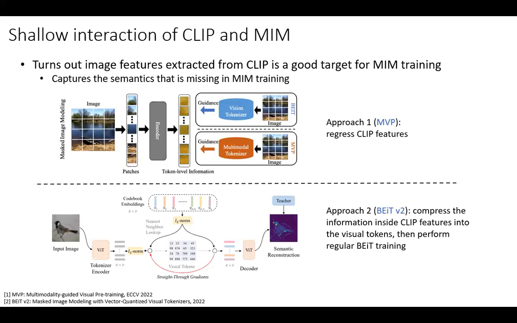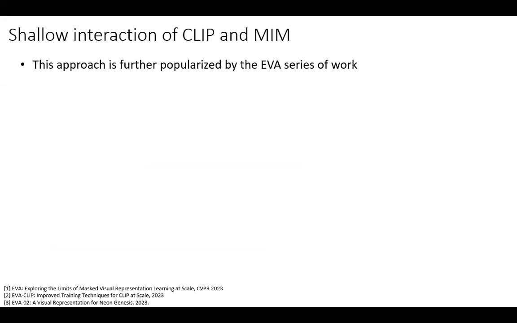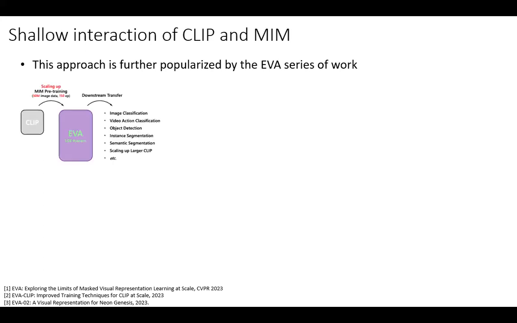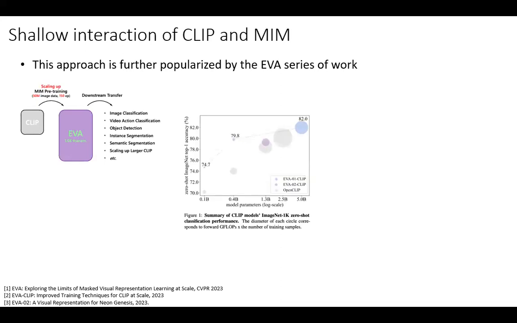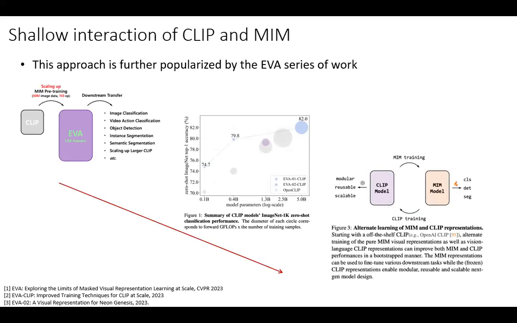But then you must be curious, the whole training pipeline is really very long, right? And I think this approach was further popularized by the EVA series of work. In the EVA paper, they first use CLIP to train MIM, and then in their later work, they use that as the initialization to train the CLIP model. And then finally they say, hey, this is an alternating learning, right? So you have your CLIP model, which can be used to train your MIM model using CLIP as the target, right?